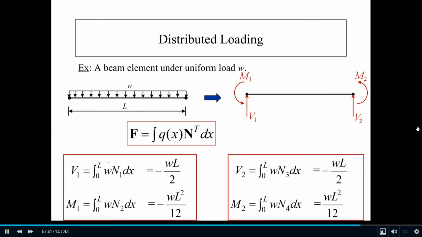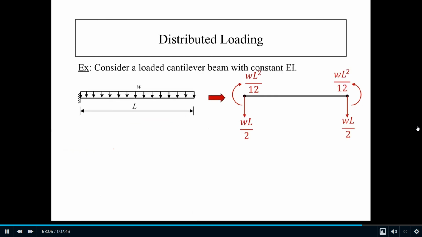Of course, if this W is not uniform, you just perform integration and you can obtain all those nodal force vectors. Okay. So let's look at, suppose you have a uniform load here like this.